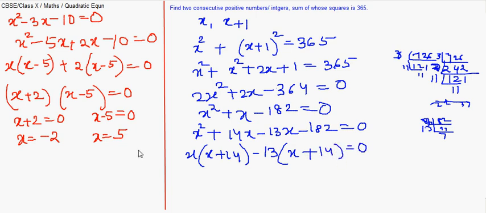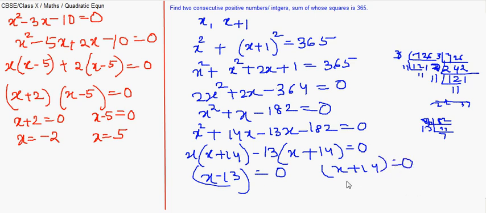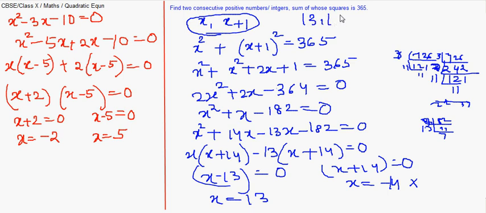So the two factors: x minus 13 equals 0, and the other one x plus 14 has to be equal to 0. Now this gives us x a negative number, so we will not choose this one because we need x to be a positive number, so x is 13. So the two numbers we have chosen are 13 and the next one 13 plus 1, that gives us 14 here.